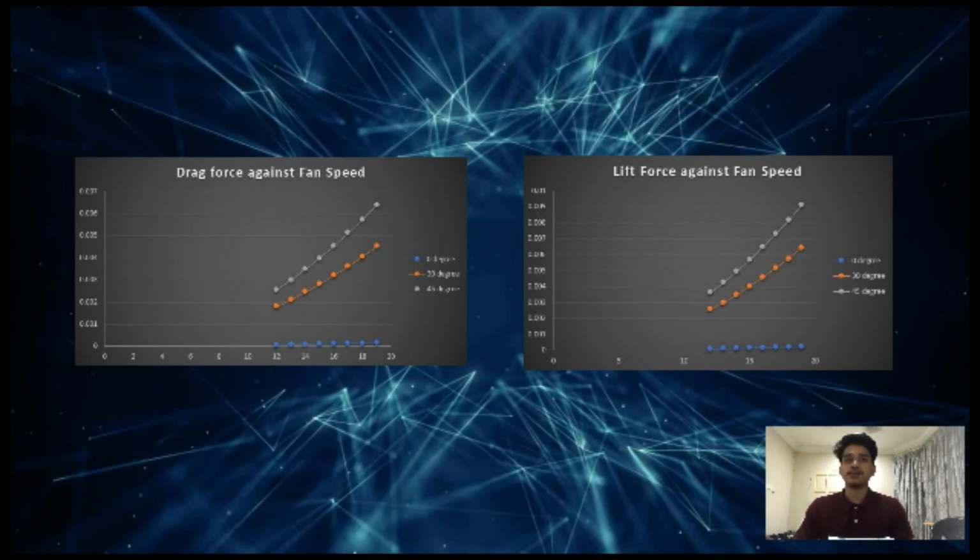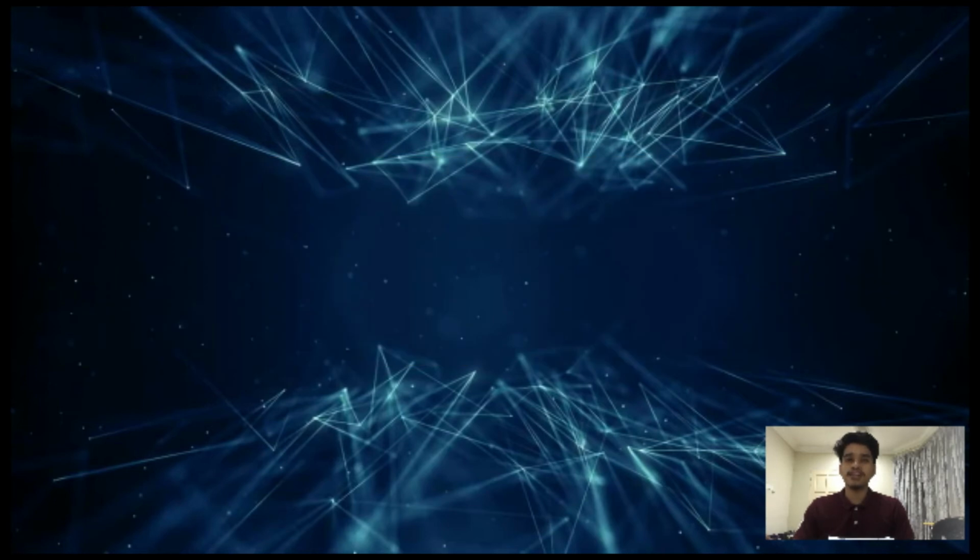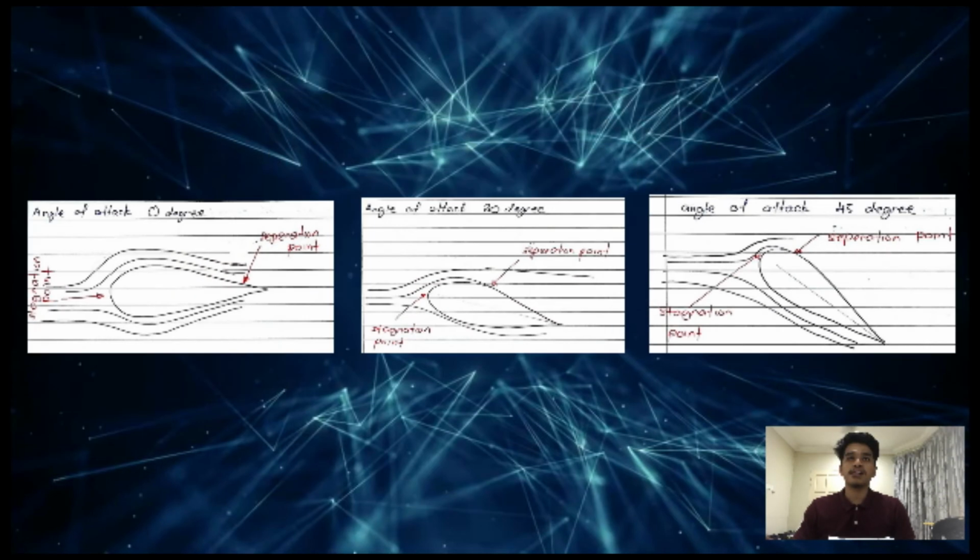direction. Next, sketch the streamlines of the aerofoil at different inclination angles with separation and stagnation points clearly labeled. We have three angles of attack, which are 0 degree, 30 degree and 45 degree. As you can see, the angles are different. Okay, that's all from me.